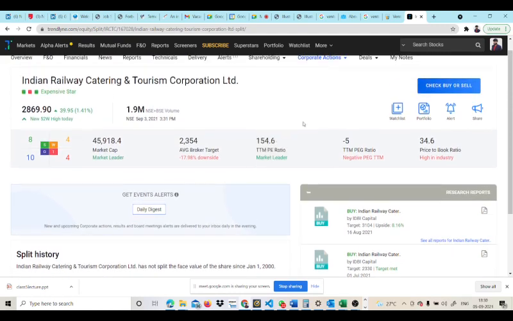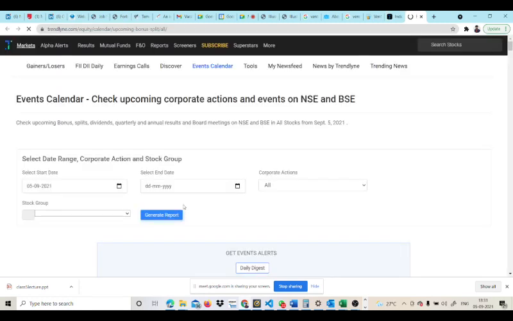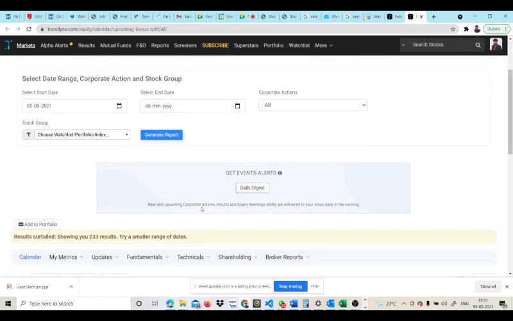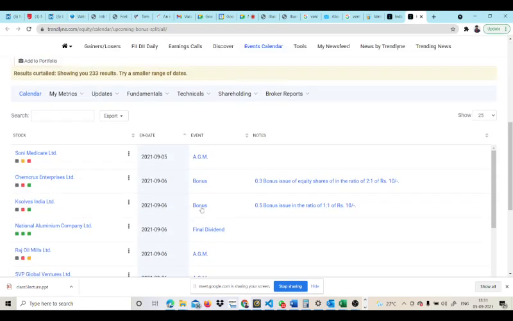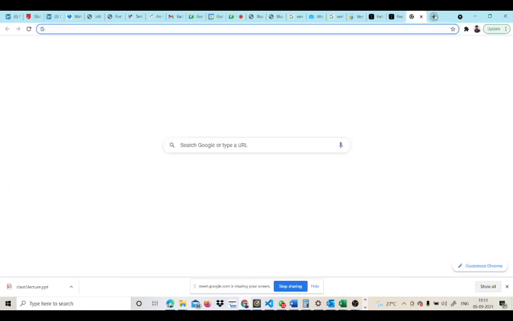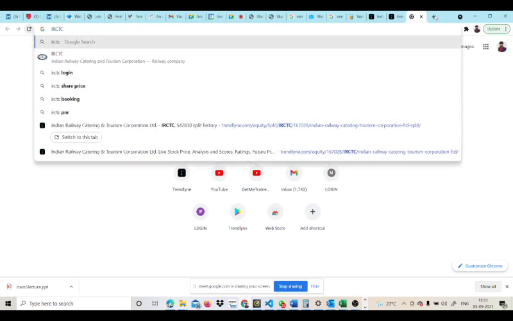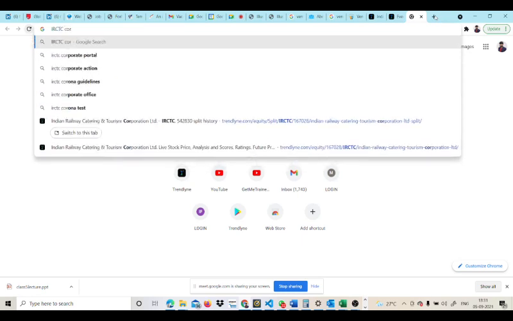Because recently they have announced, you can't see much information here. But upcoming bonus issues and splits, that information you can find. Okay, so their information I can't see, but in general I can, because they announced the corporate actions. IRCTC corporate action split.